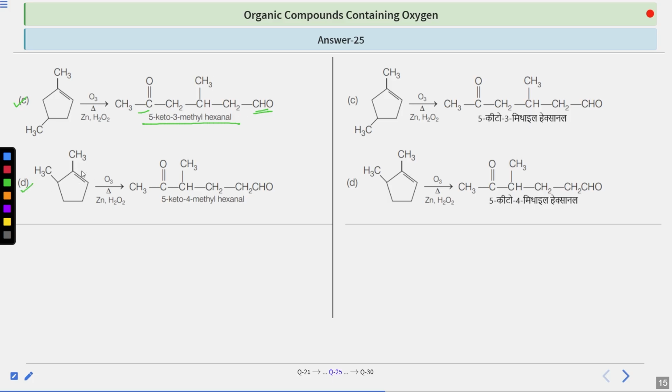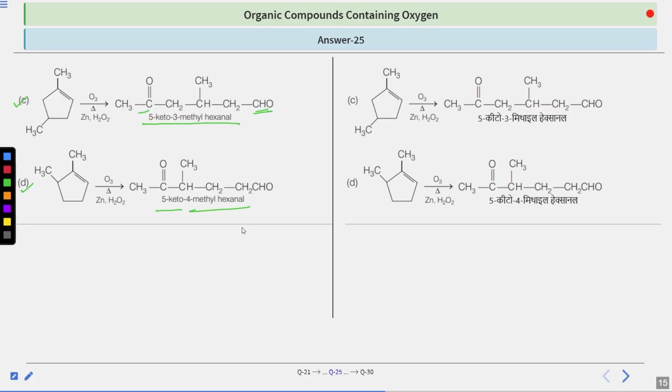As per the structure given in option D, which is cyclopentene having CH3 at adjacent carbons but not at the double bonded carbons, you do ozonolysis for this and you will get 5-keto 4-methyl hexanal, which is CH3 C double bond O, then CH, CH3, and then CH2, CH2, and then CHO. So you will get 5-keto 4-methyl hexanal. So the correct answer is option B as per the given question.